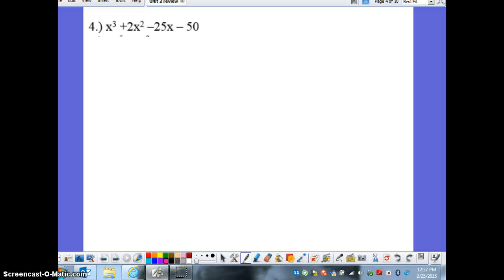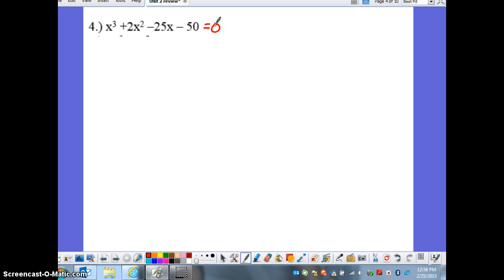This is the Unit 2 review. This is going to be numbers 4, 5, and 6. These are from section 2.2. These are x to the third, x to the fourth, and x to the fifth polynomials that do factor. Remember, the goal here is to graph, so to do that, I need to find my x and my y intercepts.